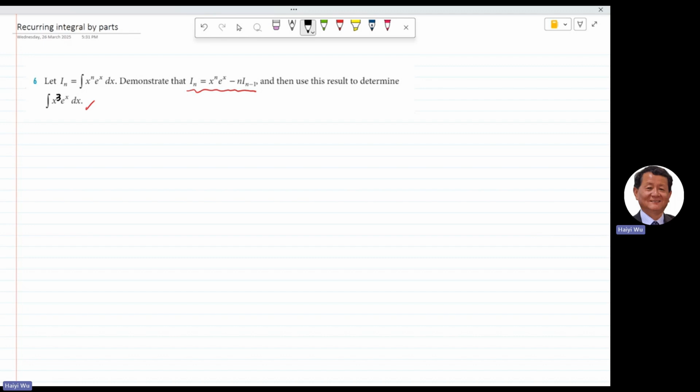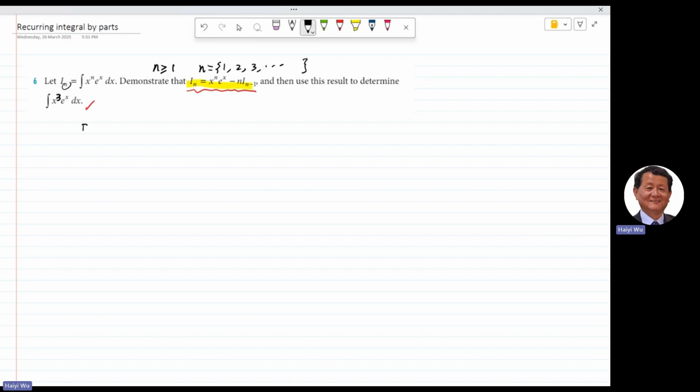So let's do so we know In, which is an integral, where n is an integer. So we might say n is positive, greater than or equal to 1. So that means n can start with 1, 2, 3, until it's a natural number. n is a natural number. So it's a sequence. So we're going to prove this recurring formula.